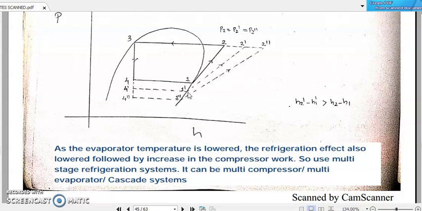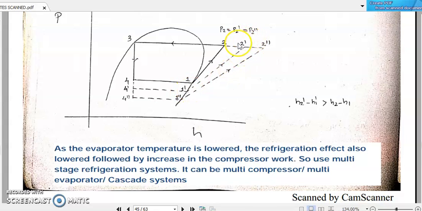But what happens to this evaporator, or what happens to the refrigeration system as a whole, when we are lowering the temperature of the evaporator? So the new evaporator line will be 4'-1'. That means we need to operate the compressor at a new line 1'-2'. Okay, so 1'-2'.